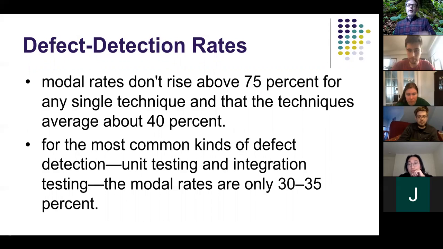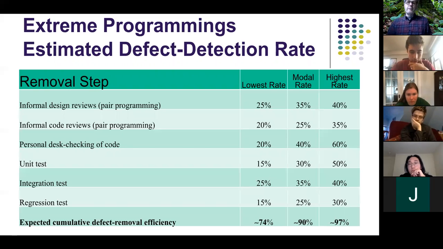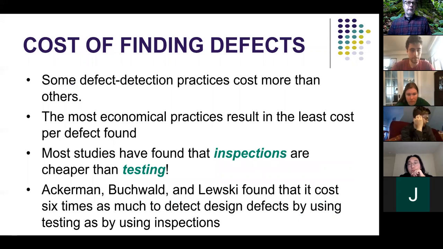So modal rates don't rise above 75% for any single technique, and the techniques average about 40%, right? Now, it turns out that typical organizations often use a test-heavy defect approach and achieve only 85% defect removal efficiency. Leading organizations use a wider variety of techniques and achieve defect removal efficiencies of 95% or higher. So we need to use a combination, just as I've been talking. Actually, I think I'm going to skip this one for now.